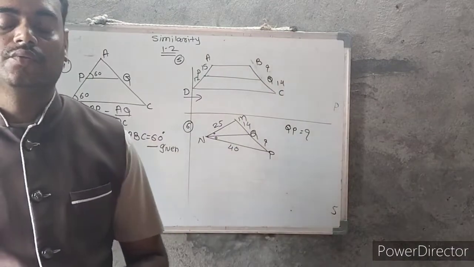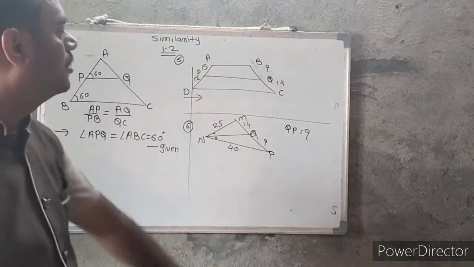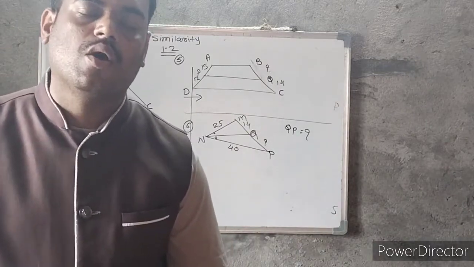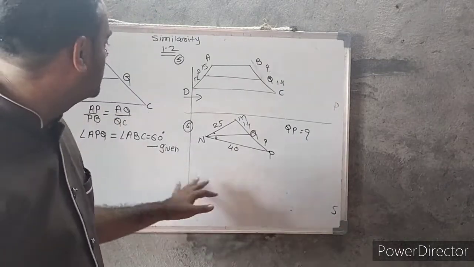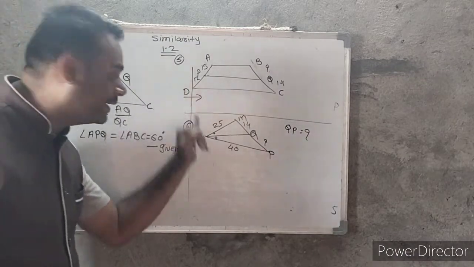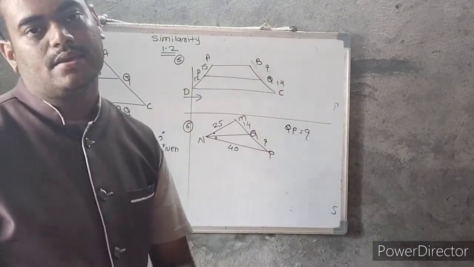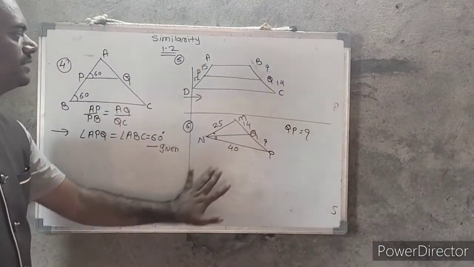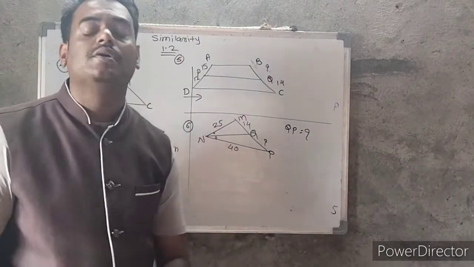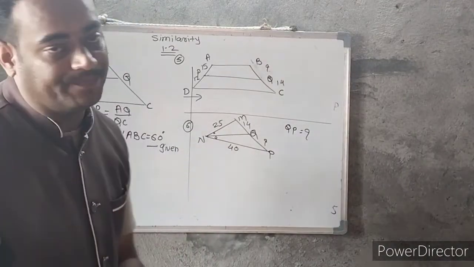Students, we are going to discuss the further part of the topic similarity and exercise number 1.2. Already we discussed the previous examples. Today we will do example number 4, example number 5 and example number 6. These three examples are just applications of the BPT and also the angle bisector theorem.